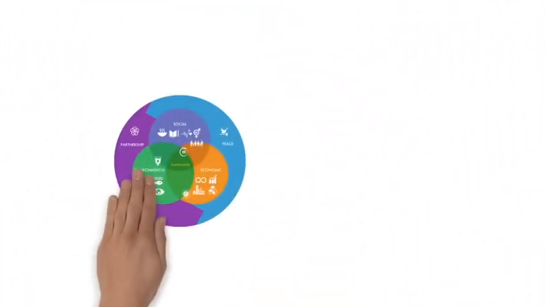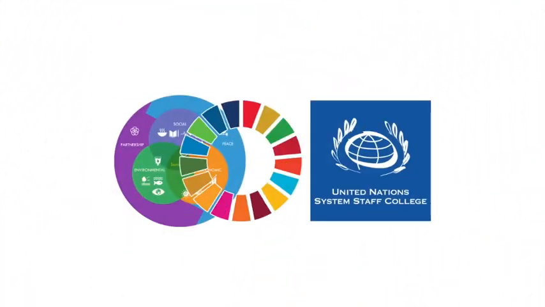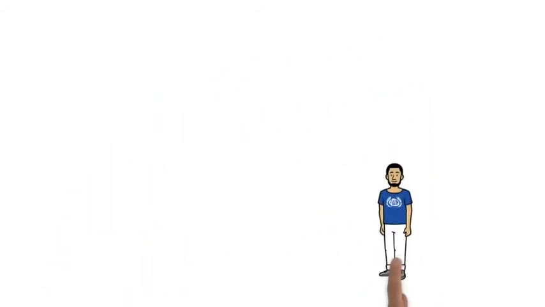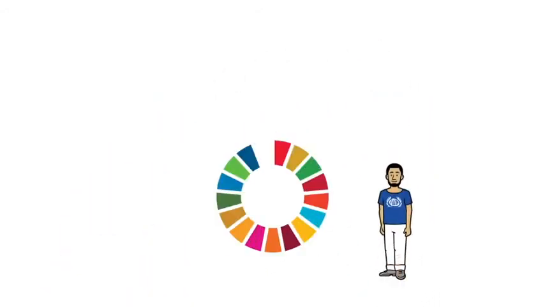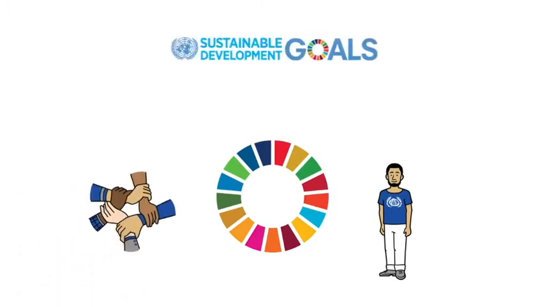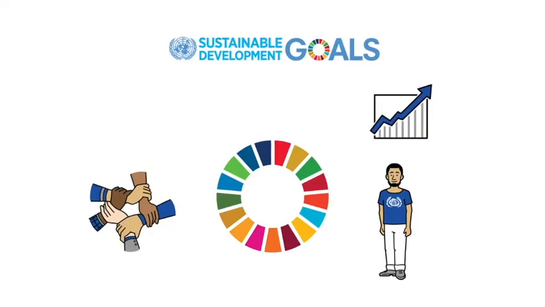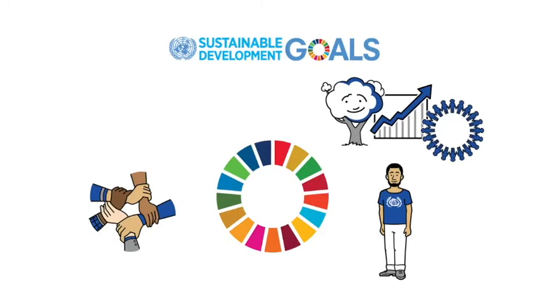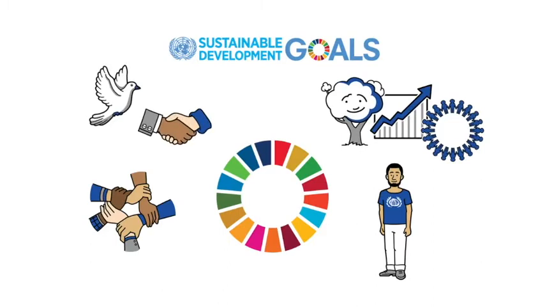Understanding the dimensions of sustainable development. By endorsing Agenda 2030 and its 17 goals, the world community has reaffirmed its commitment to sustainable development, to ensure sustained and inclusive economic growth, social inclusion and environmental protection, and to do so in partnership and peace.